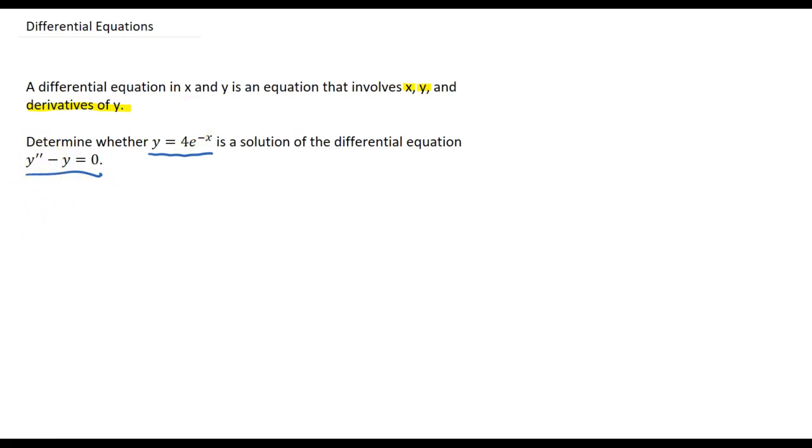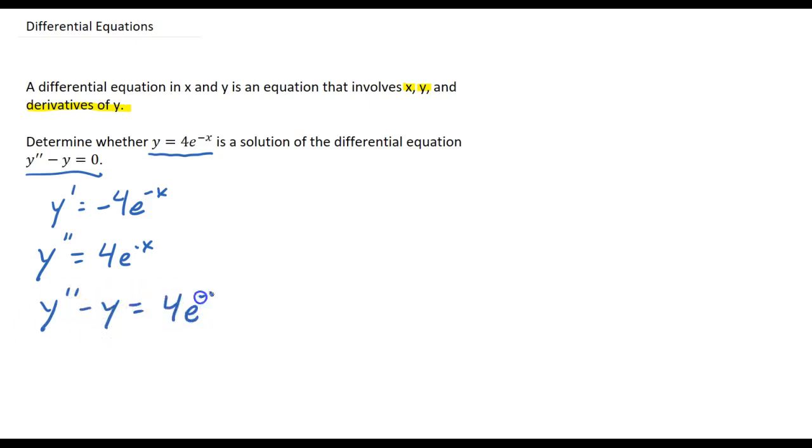So to test it, let's figure out the second derivative of this equation, put it in there, and see if we get 0. Okay, so y prime is going to be negative 4e to the negative x. Y double prime is going to be the negative of that, which is positive 4e to the negative x. So y double prime minus y is going to be 4e to the negative x minus y, which is that, and we get 0. So yes, it is a solution.